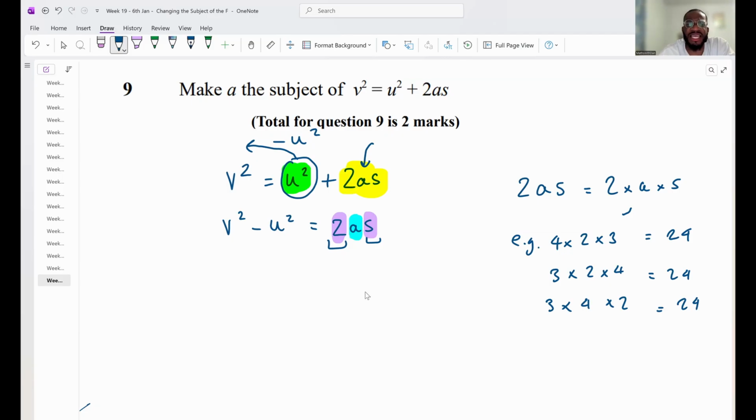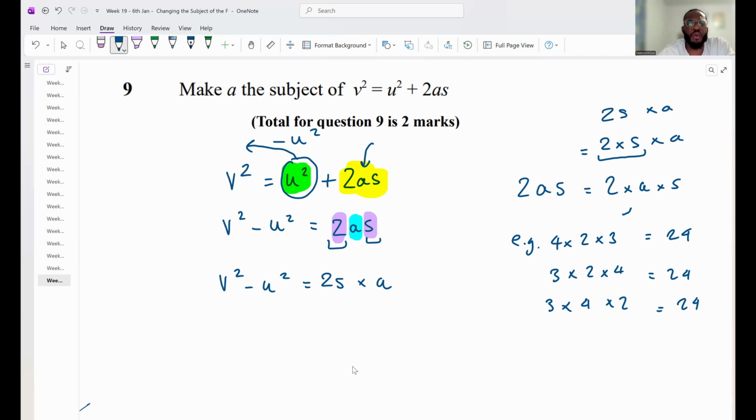Yeah. So the reason I say that is because if I've got 2 times a times s, I could actually write this as 2 times s times a, can't I? And then I could say that this right here is 2s. So it's actually 2s times a. So I can actually rewrite this as v squared minus u squared is equal to 2s times a. Does that make sense?